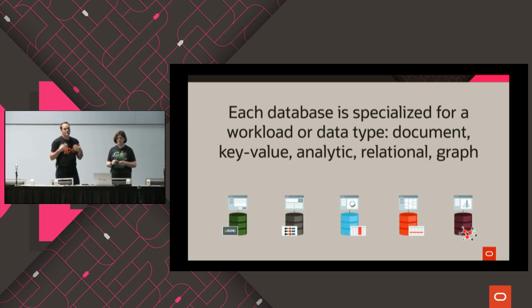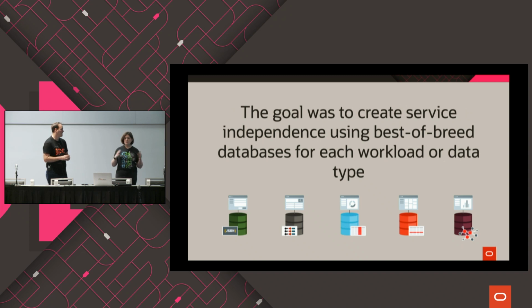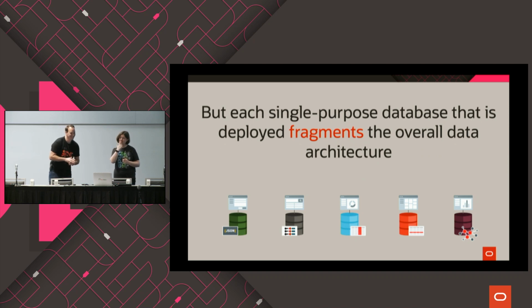But the databases, they were all specialized, so each was there for a specific data type or data workload. So we have graph databases, we have JSON databases, we still have relational databases, key value, analytic, and so forth. The goal was to create services that are completely independent, that are using the best of breed databases for each of those workload types.